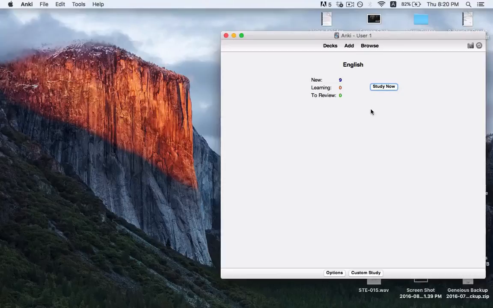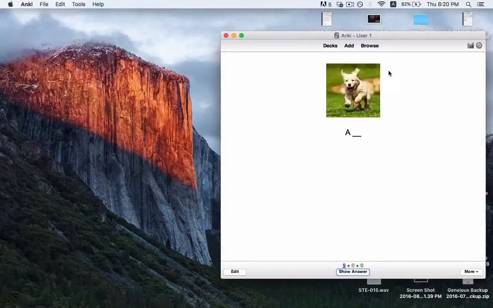So first we obviously click on the English deck. There's 9 cards in here. We'll go to study now. So the first one is learning nouns. So something, and I've got a picture here in order to help me with the hint, because if you didn't have the picture, you would have no idea what this noun could be. So this is a dog.